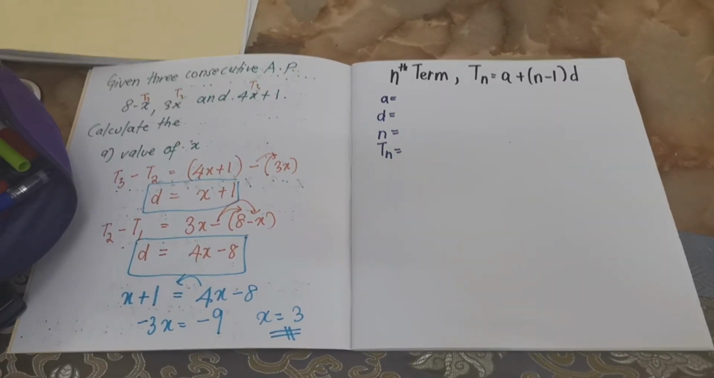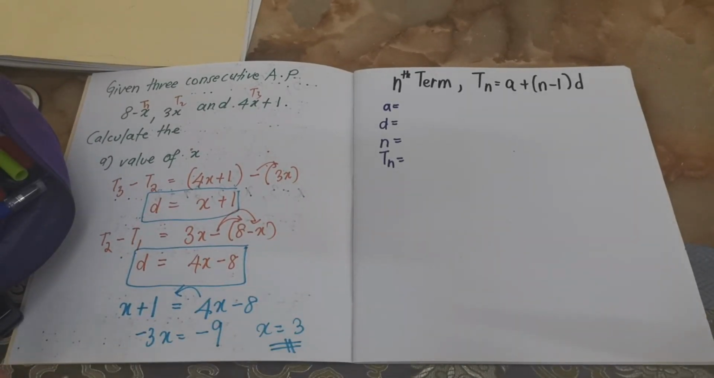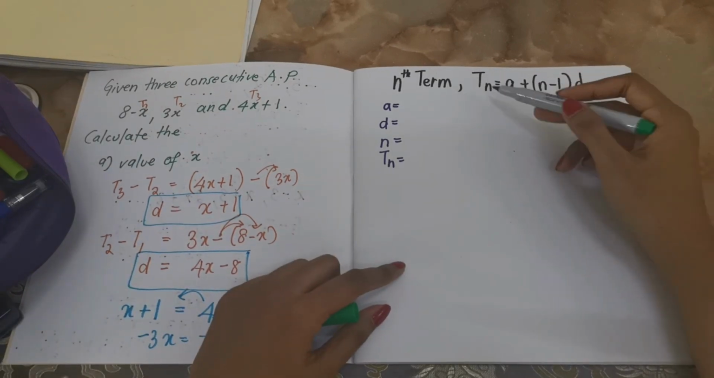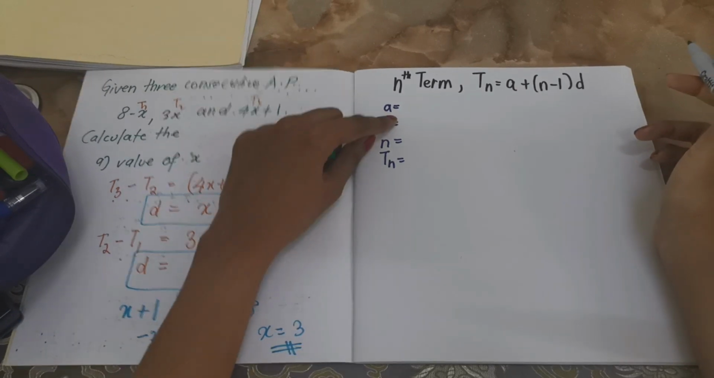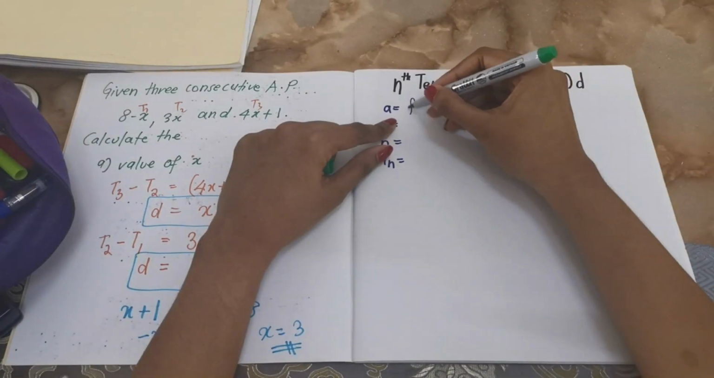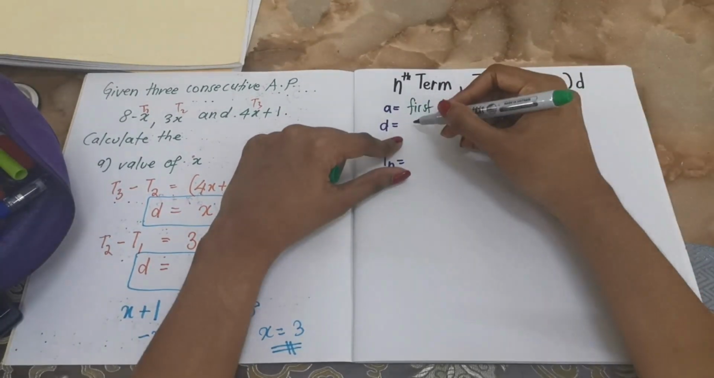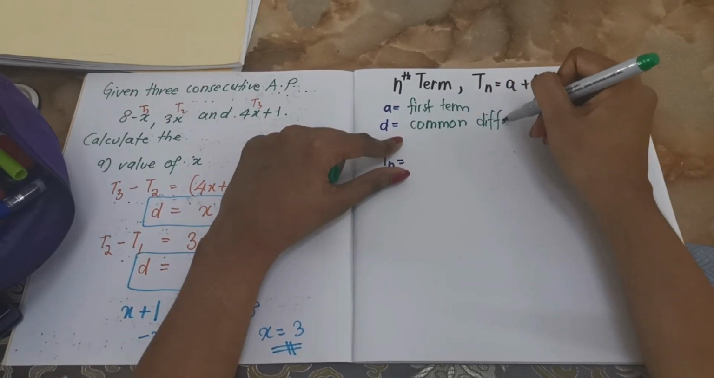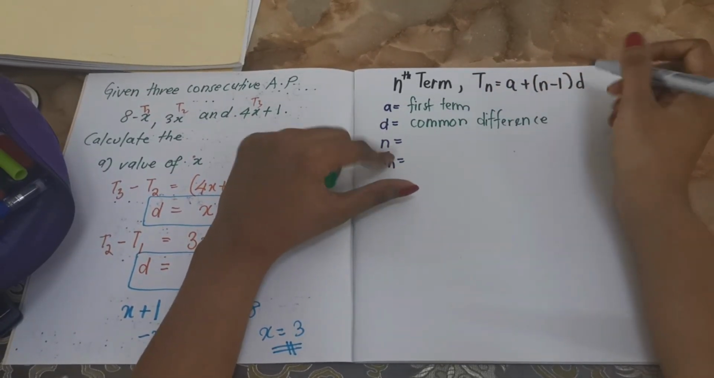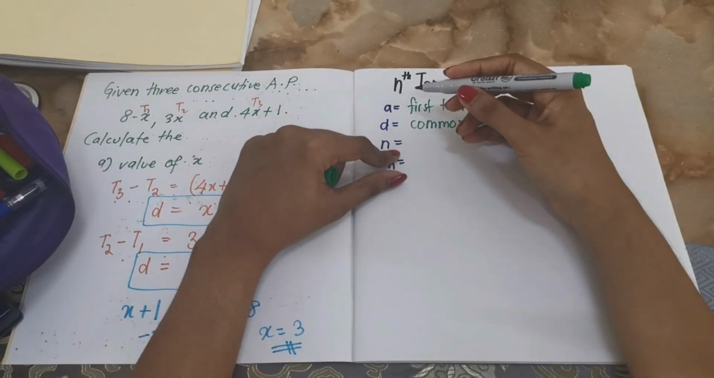Okay, so next we're going to learn about the n term. So this n term is actually a formula to find the number of terms. So this is the formula, Tn, okay, equals to a plus n minus 1 d. So what is a? A is the first term, okay? First term. D is the common difference. Common difference between the terms. Okay, what is n, you suppose? So n will be the number of terms.